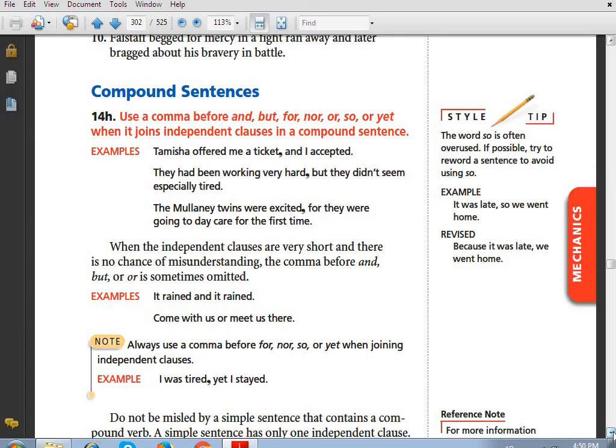Another note. Don't confuse a compound sentence with a simple sentence that has a compound verb. A simple sentence has only one independent clause. Take care of this point, guys, not to be confused. There is a difference between a simple sentence with a compound verb and a compound sentence.